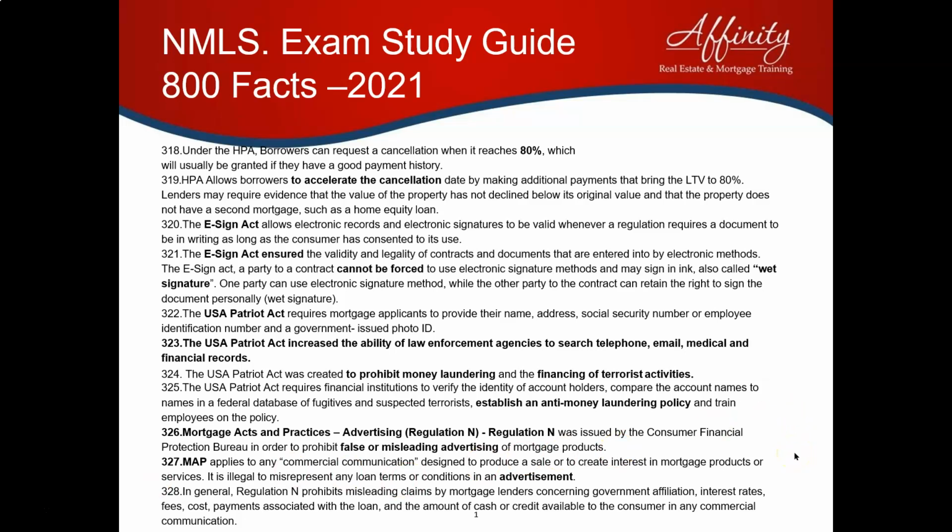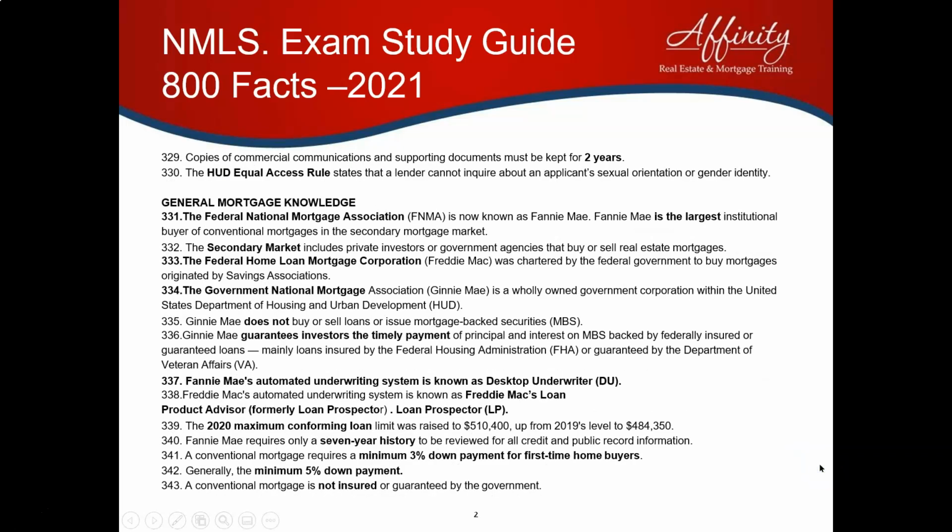Mortgage acts and practices, advertising, comes under Regulation N. Regulation N was issued by the Consumer Financial Protection Bureau in order to prohibit false or misleading advertising of mortgage products. MAP applies to any commercial communication designed to produce a sale or to create interest in mortgage products or services. It is illegal to misrepresent any loan terms or conditions in an advertisement. In general, Regulation N prohibits misleading claims by mortgage lenders concerning government affiliation, interest rates, fees, costs, payments associated with the loan, and the amount of cash or credit available to the consumer in any commercial communication. Copies of the commercial communication and supporting documents must be kept for 2 years. The HUD Equal Access Rule states that a lender cannot inquire about an applicant's sexual orientation or gender identity.